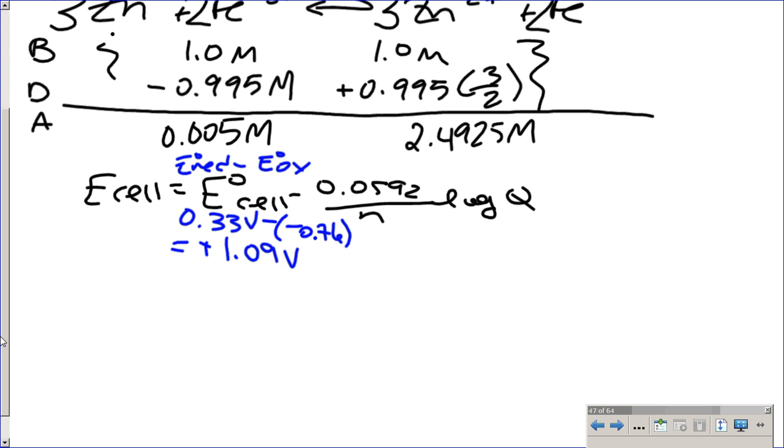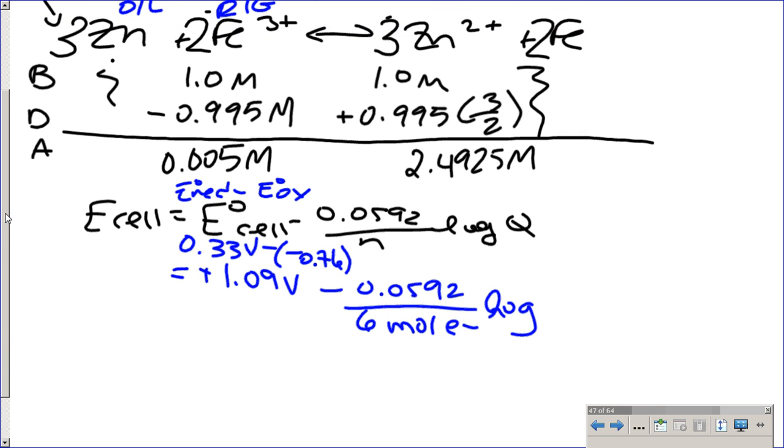So that's E cell at standard. So 1.09 minus 0.0592 over N. What's N here? 6. Thank you. 6, because the total exchange of electrons was 6 electrons exchanged. Previously I had the 2 half reactions written out. I erased them, sorry. We had to multiply by 3 and 2. So that was 6 moles of electrons. And then log of Q. What's Q made of here? So close. Zinc. Thank you.